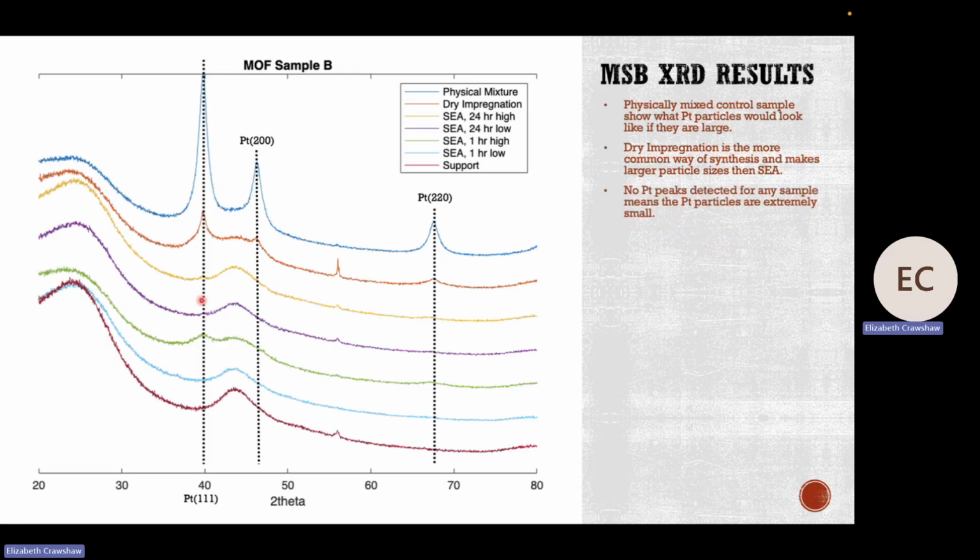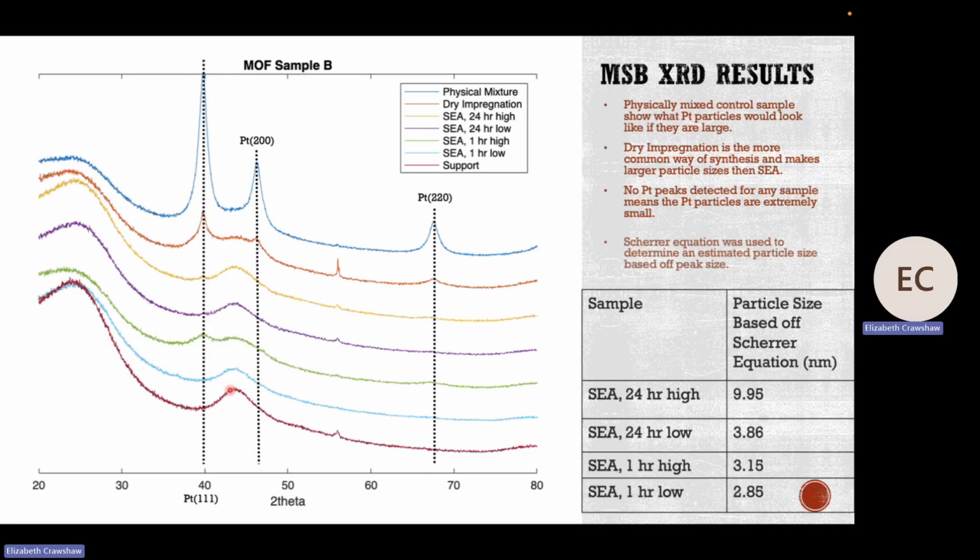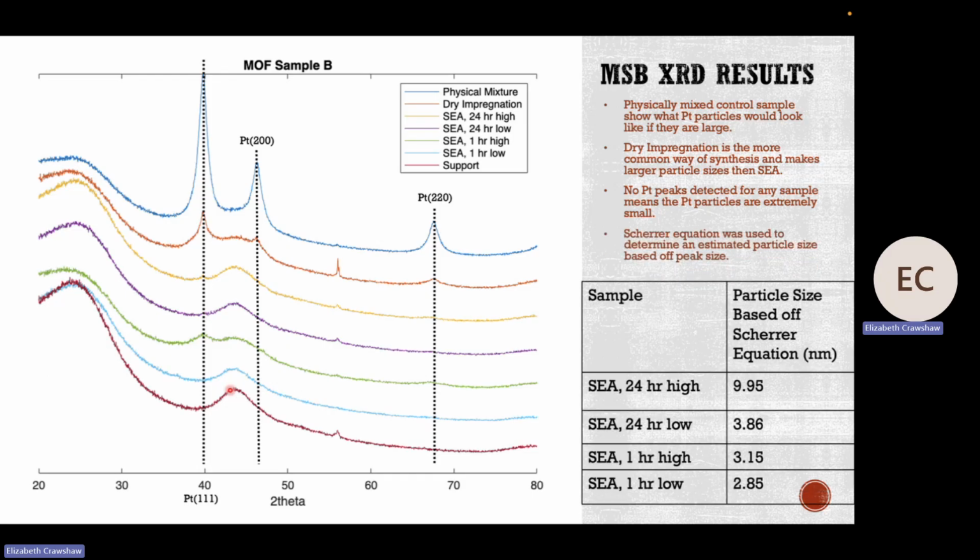But as you can see with these different platinum peaks, there weren't really any peaks in the first place, which means that the particle sizes are extremely small. And we were able to luckily use the Scherrer equation to determine estimated particle sizes based off of peak size, because you could see that here there's somewhat of a peak, and here there's somewhat of a peak. And then this sample here had a pretty large particle size, because there was a sharp point. This here had a small particle size because it is a more broad peak, and the broader the peak is, the less sharp, the smaller the particle size is.